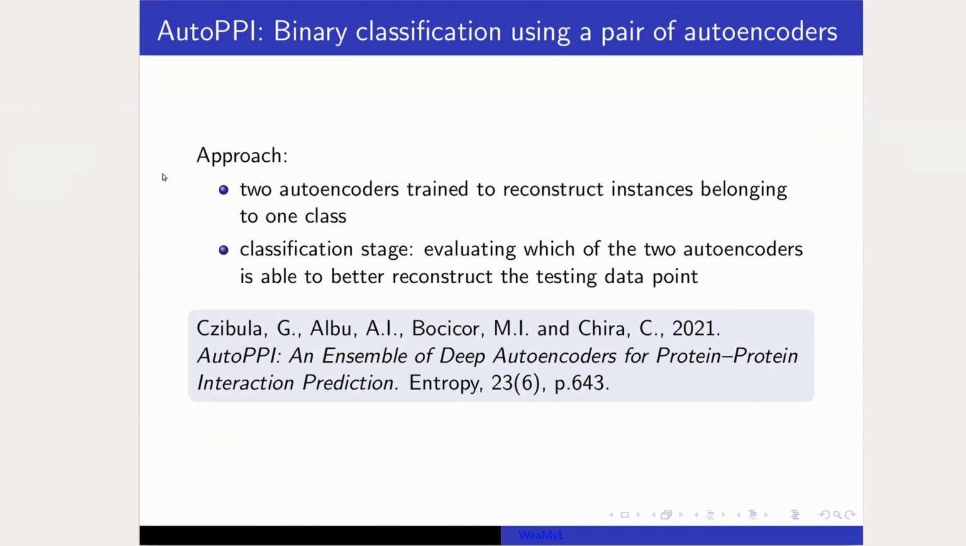The approach that will be further presented was published last year and is more closely related to the third direction I talked about, namely that of anomaly detection. However, in this setting, we have two classes. So we will have two autoencoders, one for each class, and each of the models is trained to reconstruct its specific class. During testing, we are able to classify a pair of proteins by evaluating which of the two autoencoders is able to better reconstruct that testing data point, meaning it's able to recognize it as belonging to that particular class.